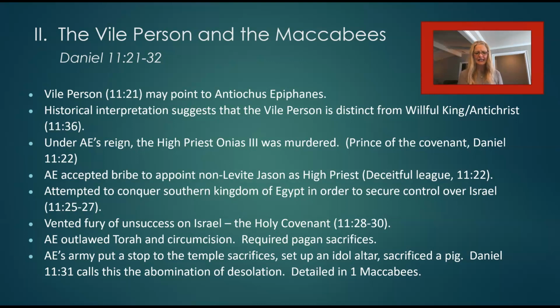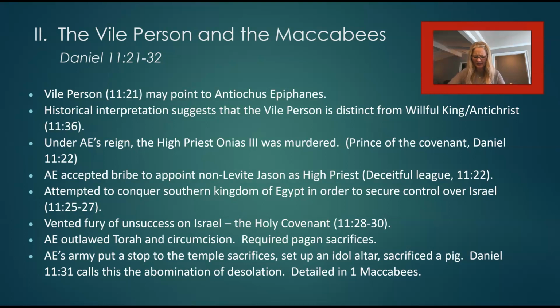Now, we know that Antiochus Epiphanes outlawed Torah and circumcision. He required pagan sacrifices, and he was a bloody and ruthless king. He tortured people in public, and it was a very trying and troublous time for the Jews. Now, let's go ahead and read Daniel 11:31 towards the end of this division.